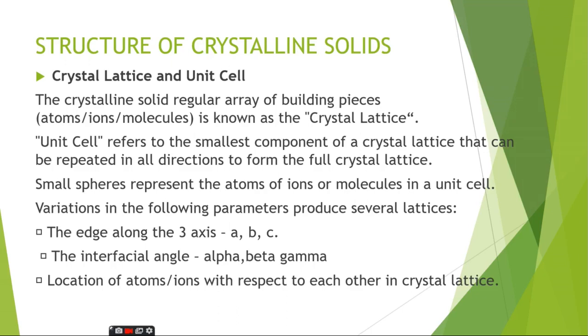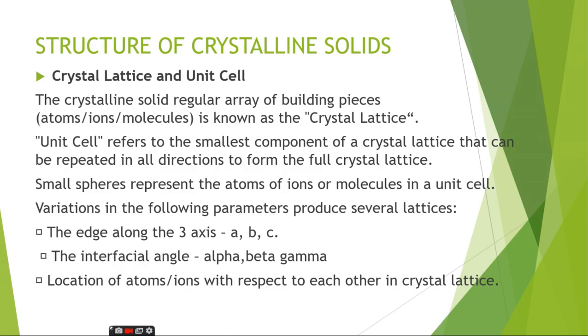Coming to the structure of crystalline solids. So what is a crystal lattice and unit cell? The regular array of building pieces in a crystalline solid is known as the crystal lattice. And unit cell refers to the smallest component of a crystal lattice that can be repeated in all directions to form the full crystal lattice.